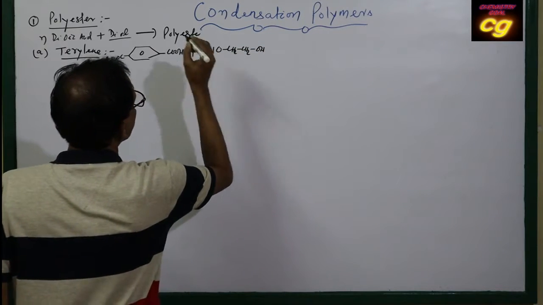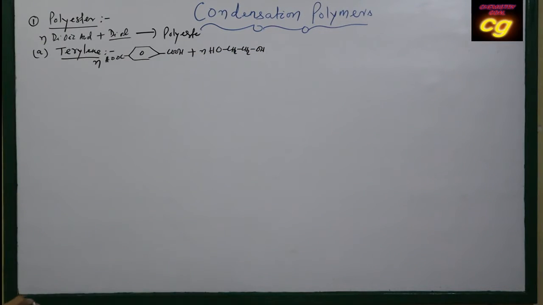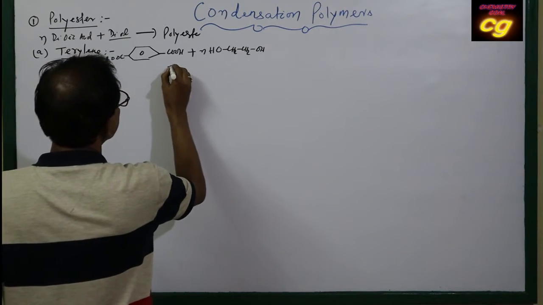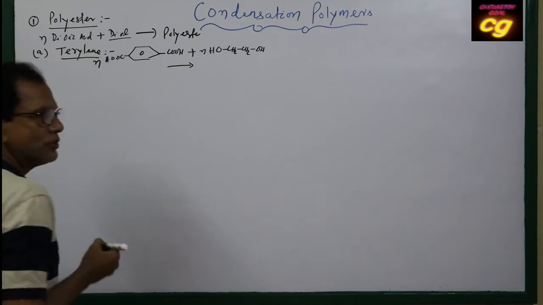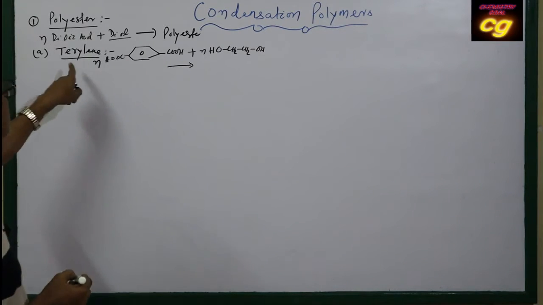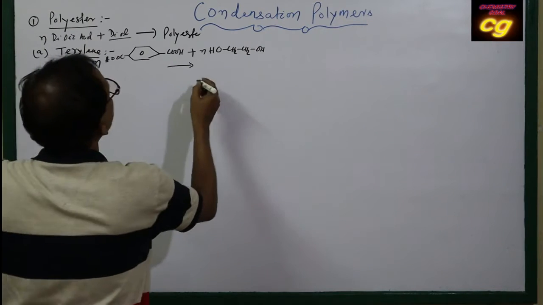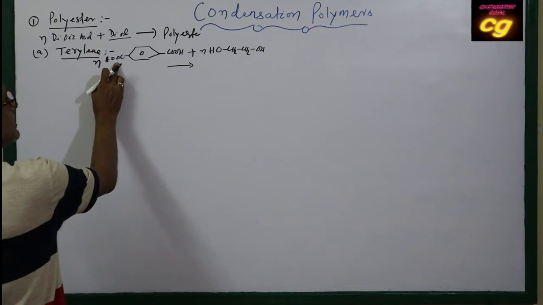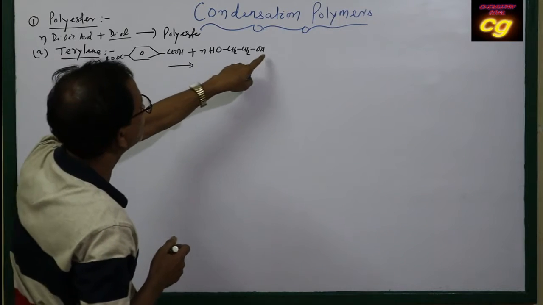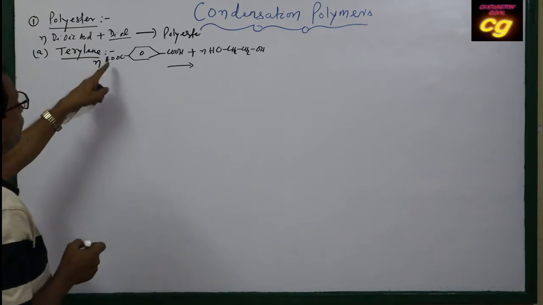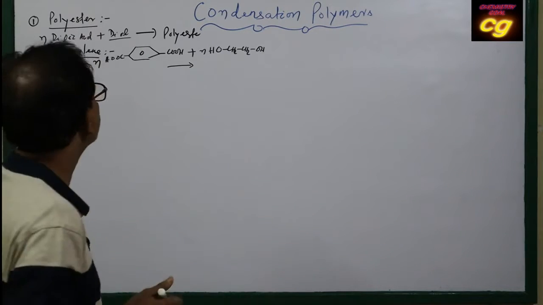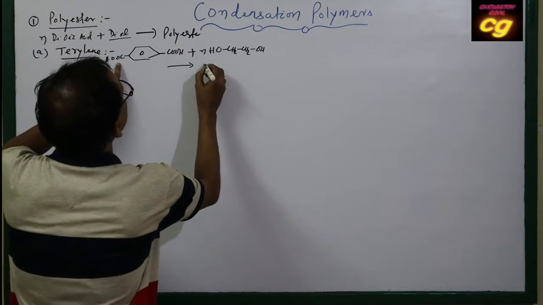HOCH2CH2OH, n number. When it combines, it produces ester. As n number combine, it produces terylene. Now the formula, you will start. This is a carboxylic acid with both ends having carboxyl group, and this has both ends having OH group. Then both carboxyl group and OH group combine forming ester. So ester means you start from this.